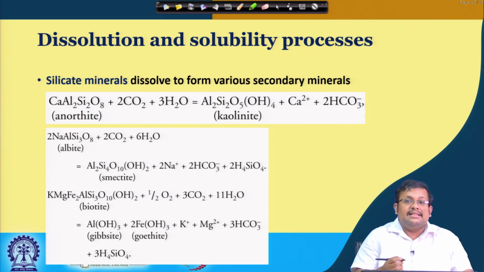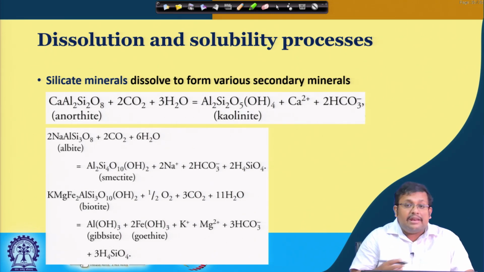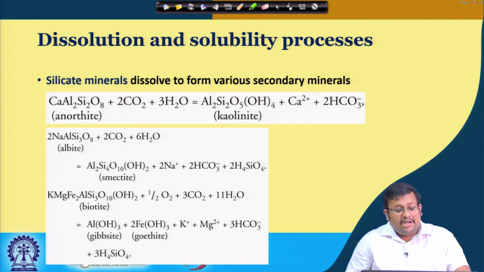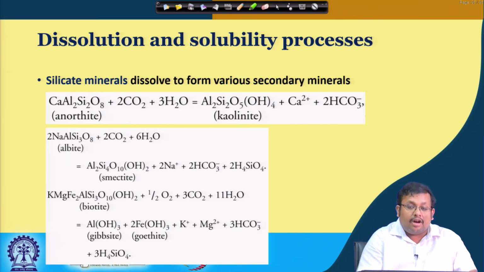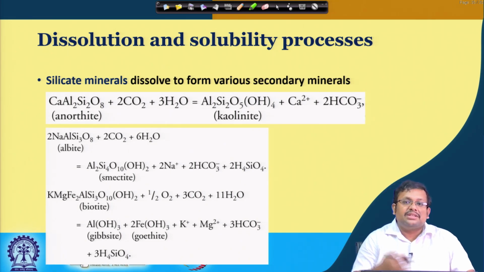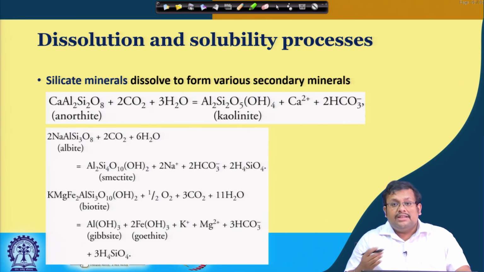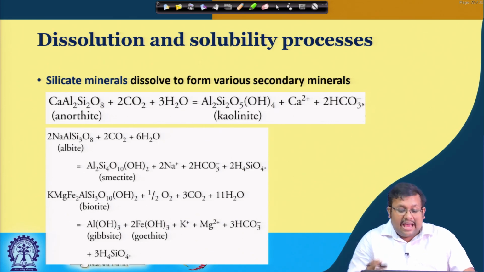For example, as you can see in this slide, anorthite, which is an important silicate mineral, or an important feldspar, calcium feldspar, when reacting with carbon dioxide and water, in other words the carbonic acid, forms kaolinite. So, this is basically dissolving the primary minerals to form secondary minerals. As you know, the secondary minerals are formed from the primary minerals. Here you can see that anorthite, which is a calcium feldspar, is getting dissolved in the presence of carbonic acid to form kaolinite, and also producing the calcium ion as well as the bicarbonate ions.